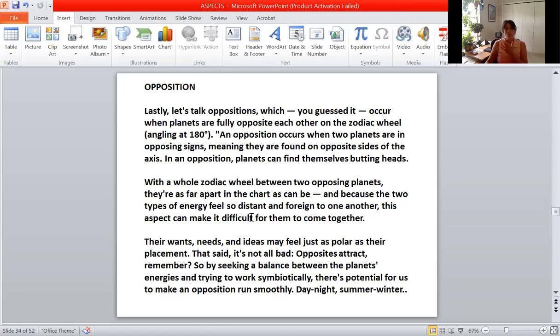Just like summer and winter, you cannot wear the same kind of clothes. So their wants, needs, and ideas may feel just as polar as their placement. That said, it's not all bad. Opposites attract, remember. So by seeking a balance between the planets' energies and trying to work symbiotically, there's potential for us to make an opposition run smoothly. Day, night, summer, winter, these oppositions have to fill in for each other. I'll cover for you, you cover for me. I got the night shift, you got the day shift. We got this covered. It can work together like that.